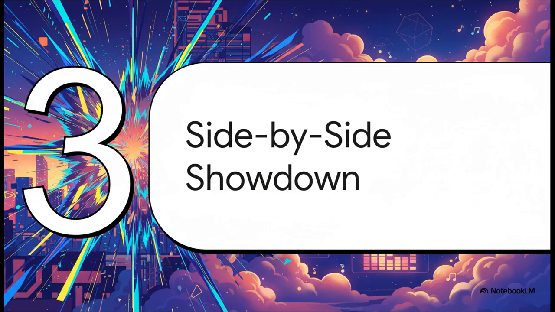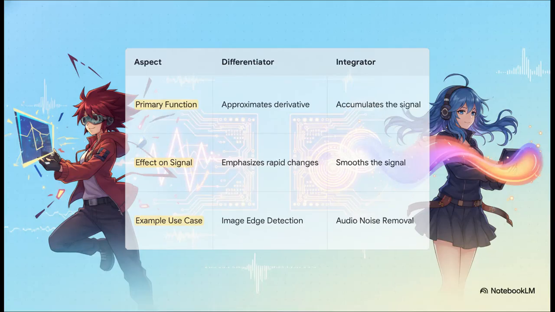Okay, so we've met our two main characters. One detects change, the other accumulates it. Now, let's put them head-to-head and really see how they stack up against each other. This table just lays out the core conflict perfectly, doesn't it? The differentiator wants to find that derivative, those sharp, sudden changes, which is great for things like finding edges in a picture. The integrator does the exact opposite. It accumulates the signal over time, which is exactly what you want for smoothing out audio noise. You can see they are fundamentally opposite goals, and that leads to completely opposite effects.